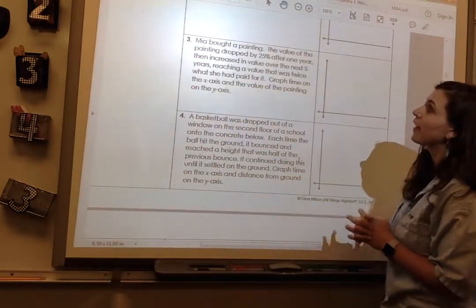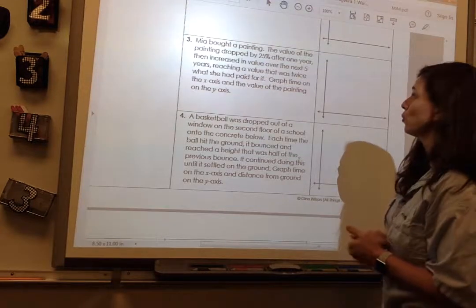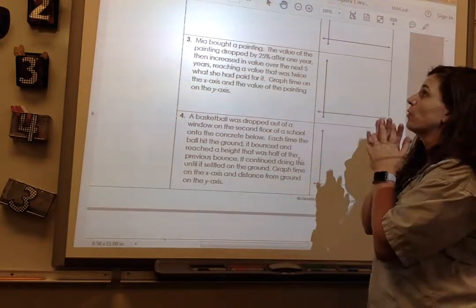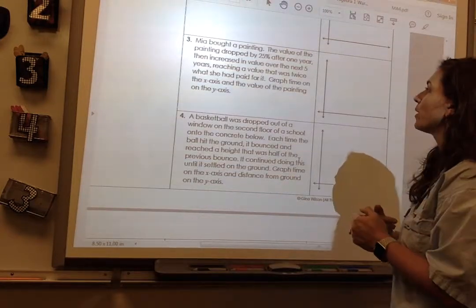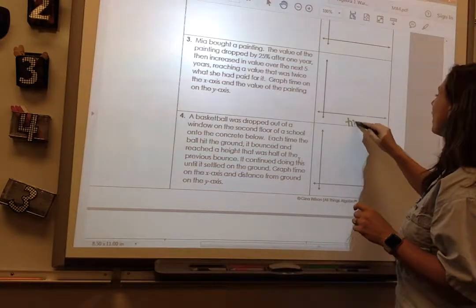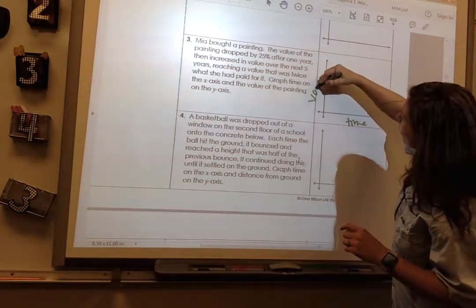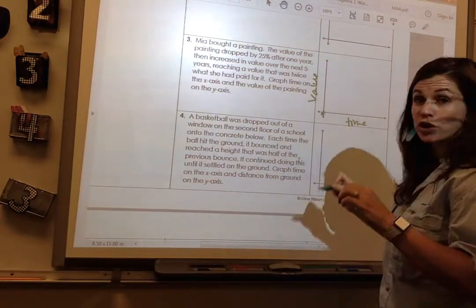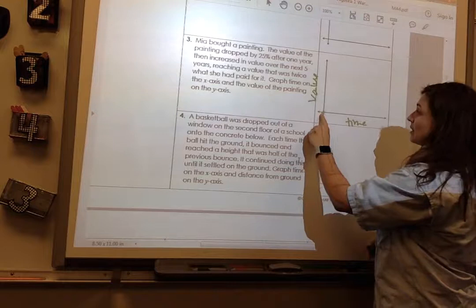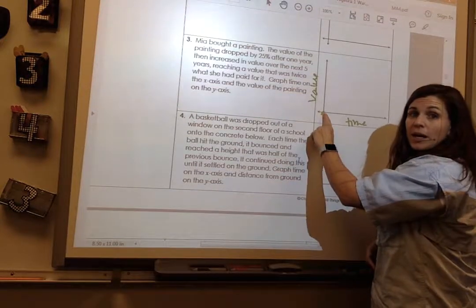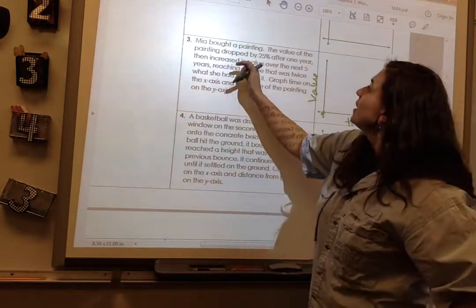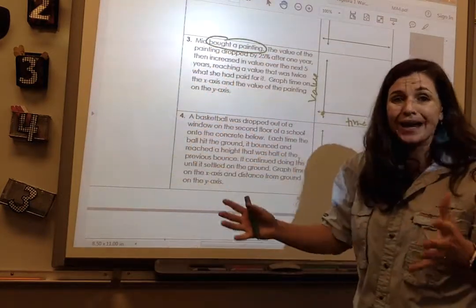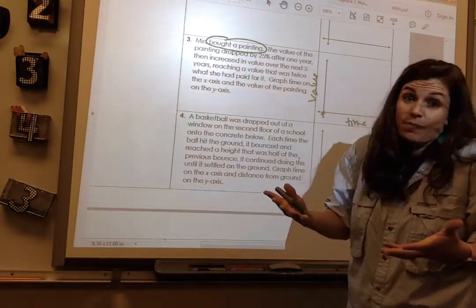Mia bought a painting. The value of the painting dropped by 25% after 1 year. Then increased in value over the next 5 years, reaching a value that was twice what she paid for it. Graph time on the x-axis and value on the y. So remember what my origin means. It means the value is going to be 0 and time is going to be 0. Is my graph going to start here at the origin? No, it's not, because it says Mia bought a painting. She didn't buy it for 0, but we don't know how much she bought it for.